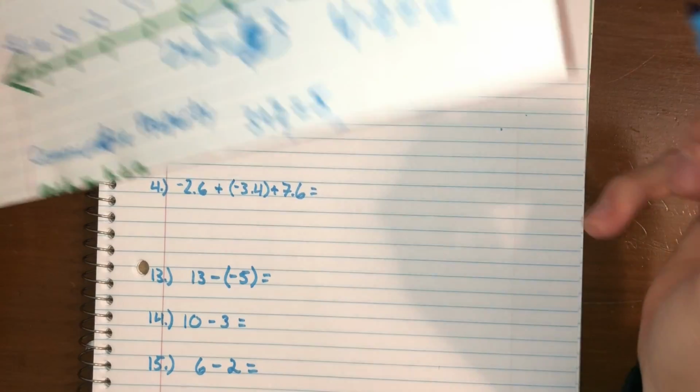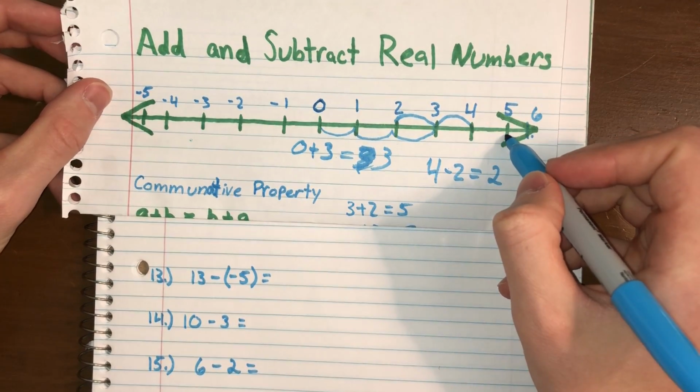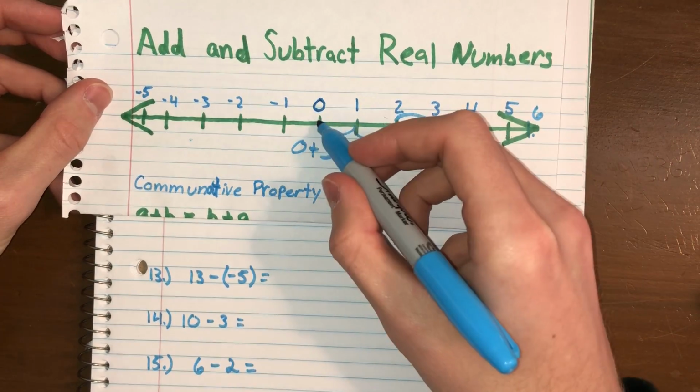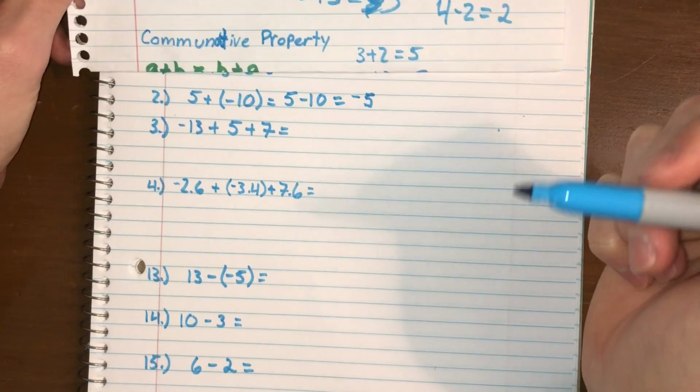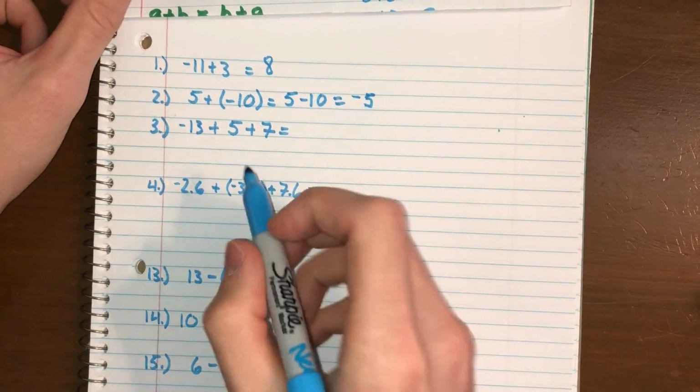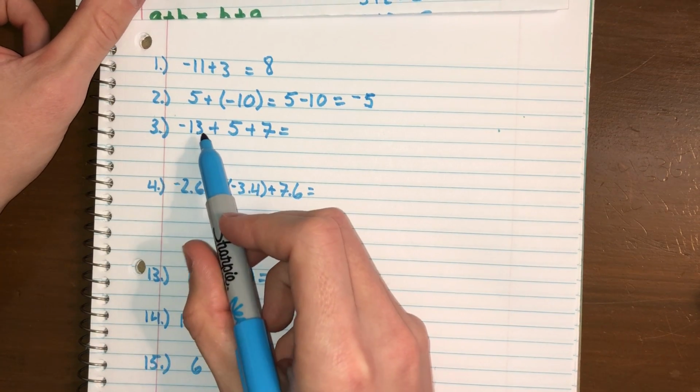Because again, you start at 5. 1, 2, 3, 4, 5, 6, 7, 8, 9, 10. That leaves you at -5, your final answer. We'll move on to a little more complicated problem here.